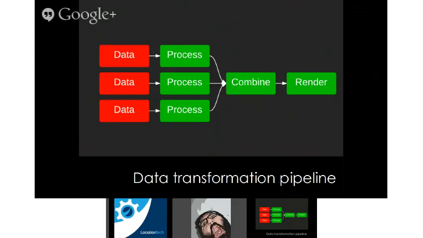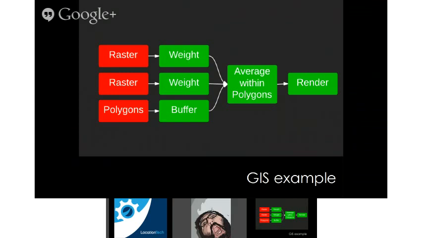So let's try and take this abstraction and bring it into GIS. Imagine we have some number of raster data sources, and then we're going to weight them, by which I mean we're going to multiply each value by some number. We have some polygons. We're going to buffer the polygons or do some other sort of transformation to come up with a study area that we care about. Then we're going to combine those data sources. So let's say we're going to average the cells in each of the rasters that are within these polygons, and then we're going to render it as some sort of output. Maybe it's an image that we can see, maybe it's JSON that describes a histogram.